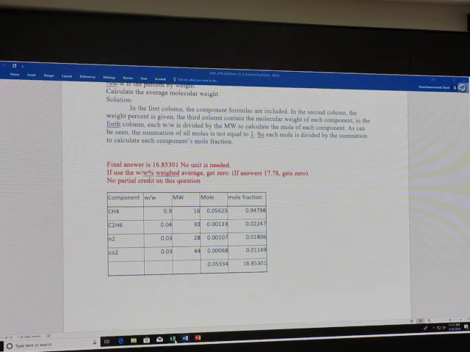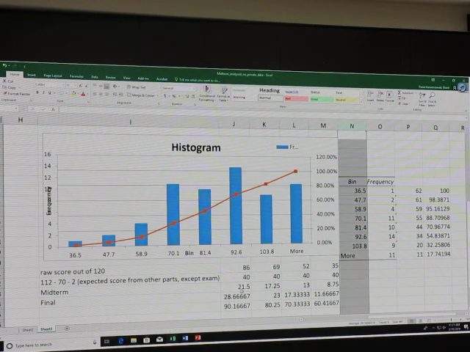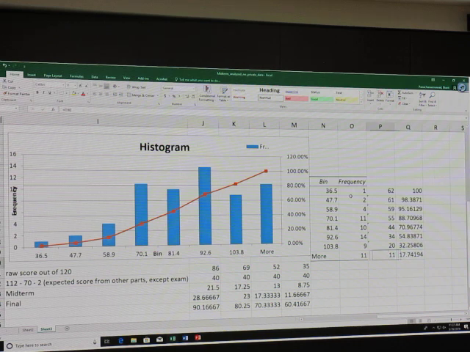Let's take a look at the score in general before you know your score. How about that? Okay. So you may have a fair discussion about it. We have 11 people who got a score of more than 103.8. 11 people, that is 17% of the class. We have 20 people in total who got 103 or more. That is 32% of the class.